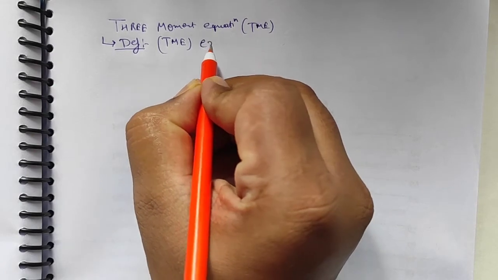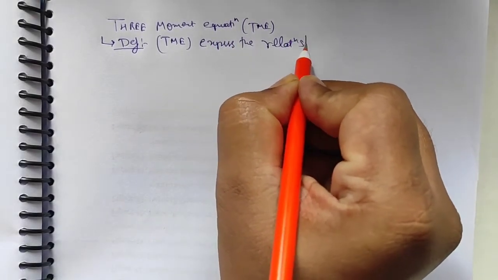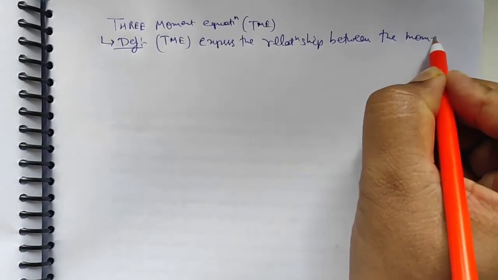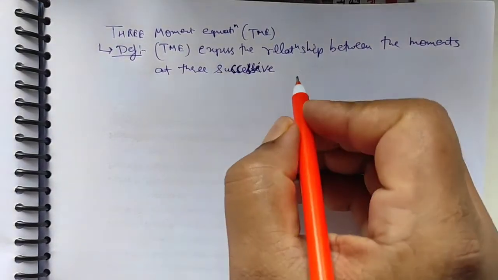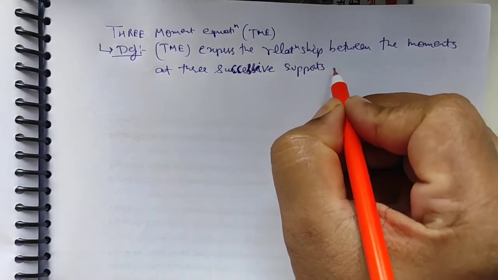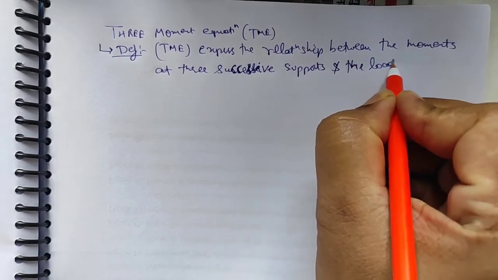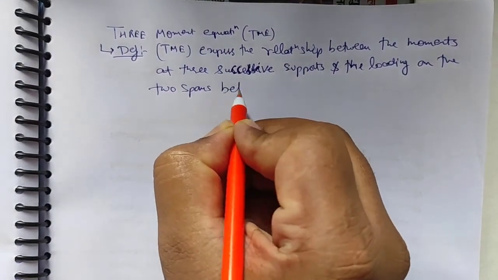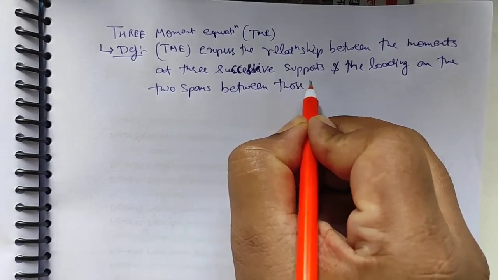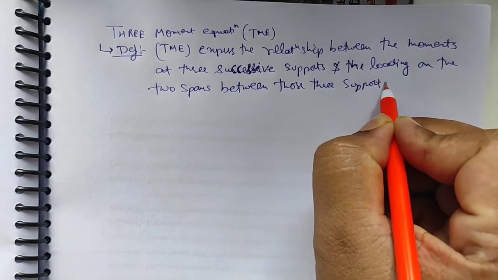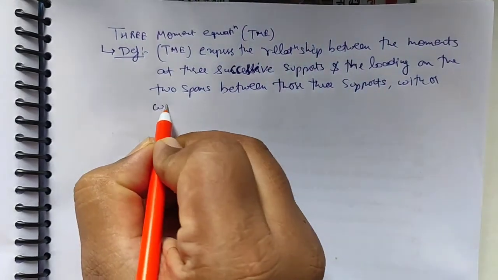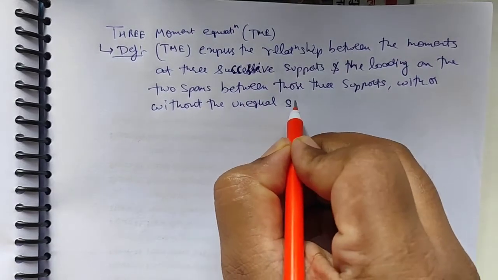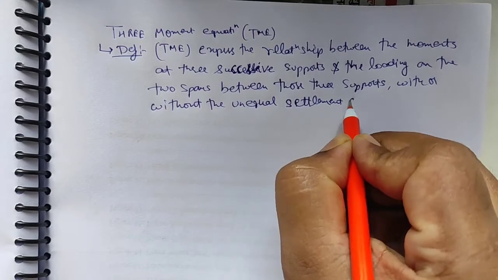The three moment equation expresses the relationship between the moments at the three successive supports and the loading on the two spans between those three supports, with or without the unequal settlement of the supports.